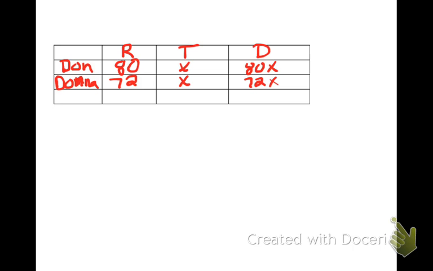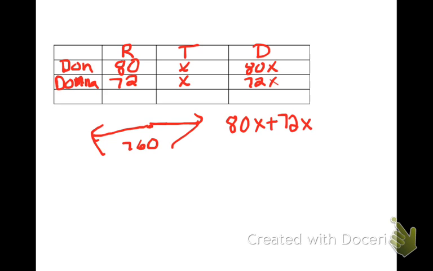So if we're looking at a line drawing of this, let's say here's their house. Don is going this way. Donna, it says, is going in the opposite direction, so she's going to be going this way. So we want to know when the total distance here is 760, I believe it was. Yes, 760. So what makes up that total distance? The two distances added together. So our equation would just be 80x plus 72x equals 760.